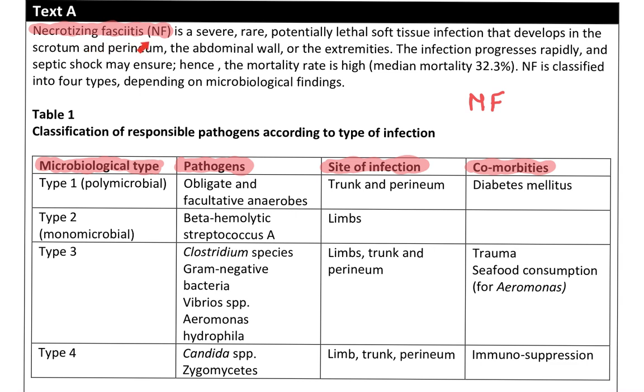Necrotizing fasciitis, NF, is a severe, rare, potentially lethal soft tissue infection that may develop in the scrotum and perineum, the abdominal wall, or the extremities. The infection progresses rapidly and septic shock may ensue. So, based on what we've read so far, the only complication I can see is septic shock, which may ensue. Okay? All right.